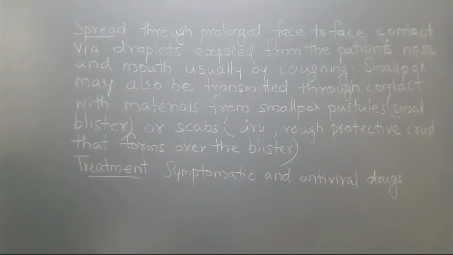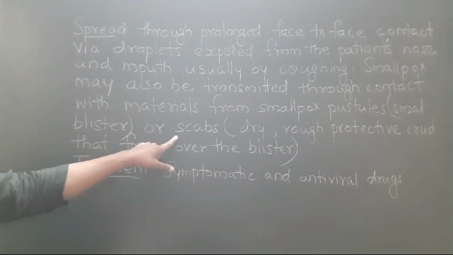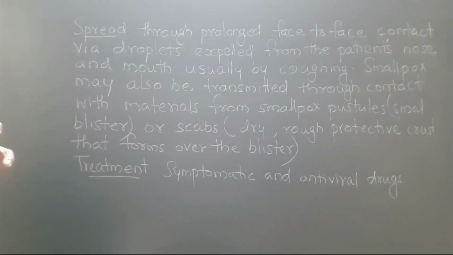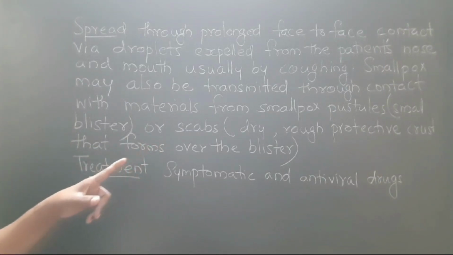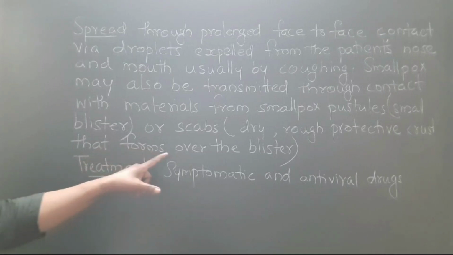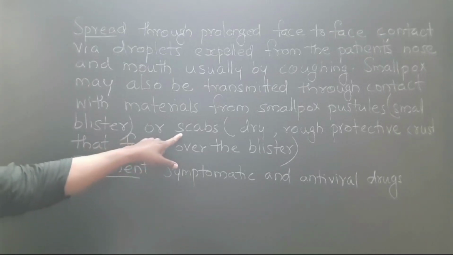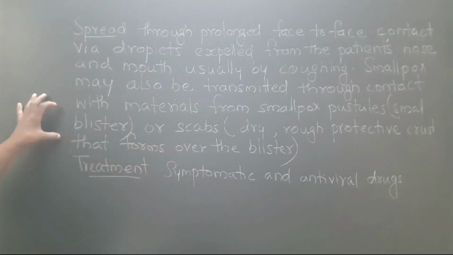And otherwise, scabs. What is scabs? Dry, rough crust will be there on the blisters. That is dry, rough, protective crust that forms over the blister. That is scabs. Okay. How is it transmitted or spread?